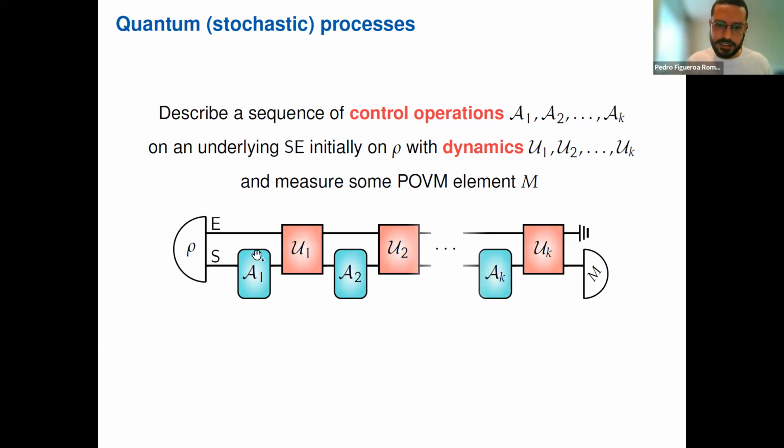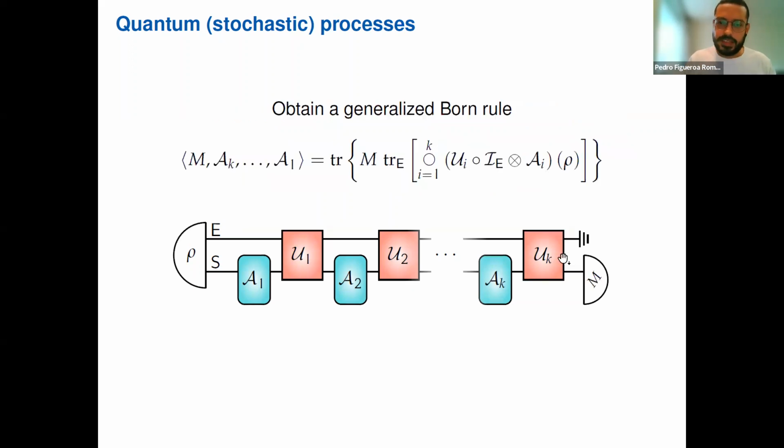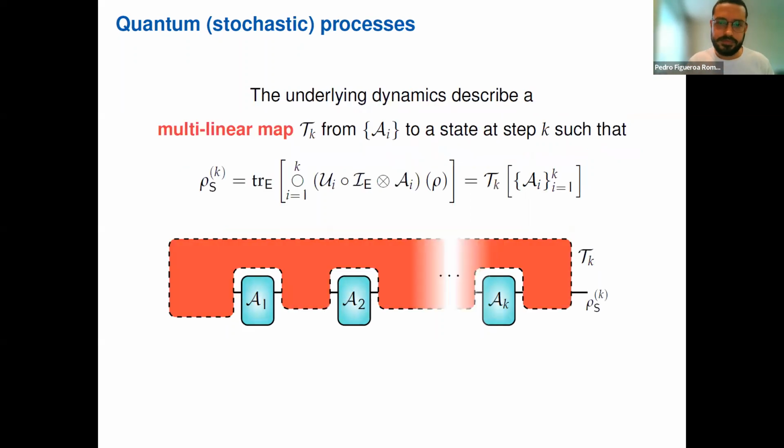Then you can apply quantum channels, so completely positive, at least, trace non-increasing maps, A1, A2, and so on. And in the meanwhile, between your applications of these quantum channels, you would have some unitary dynamics in the whole system and environment, okay? And in the end, you do some measurement, and this will give you the full statistics, a kind of generalized Born rule, okay? So this will give you the joint statistics of the whole process.